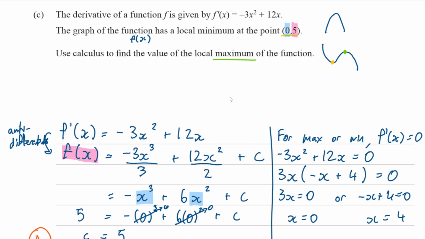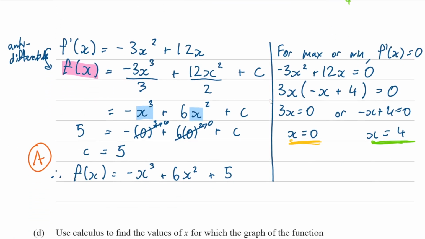So back to the question, we know that there's the minimum at (0, 5), and that would be at x equals 0. Therefore, the maximum will be at x equals 4. So we worked out the x value of the maximum. The question asked us to find the value. What that's actually asking is, what is the coordinate? So far we have the x value. We do now need the y value. So how do we get the y value?